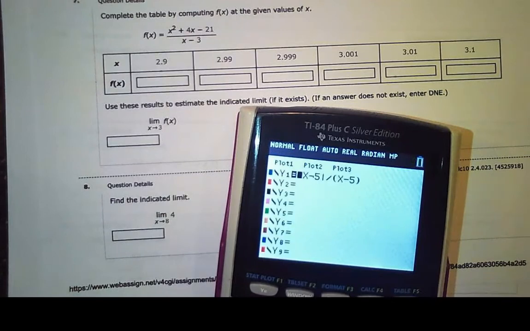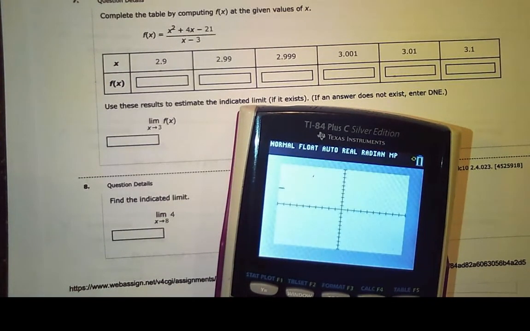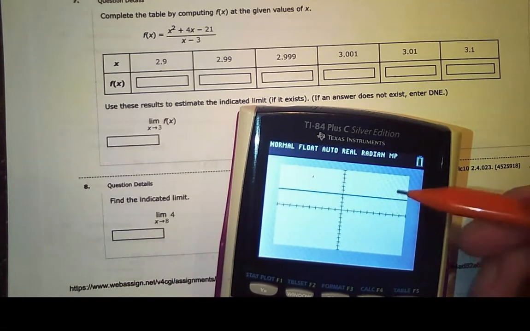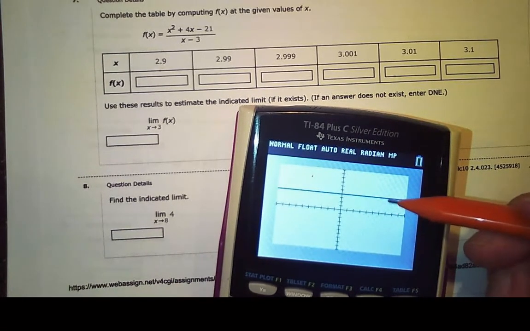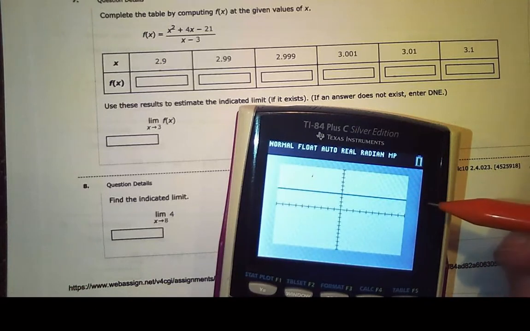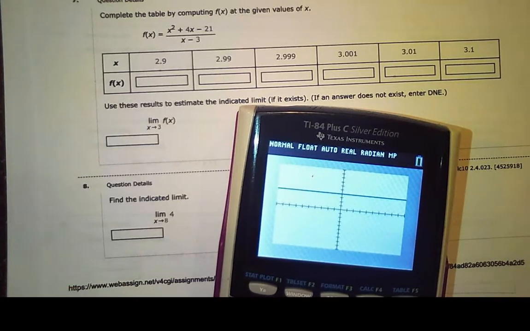So if we go to here and just say, please graph 4, you'll notice when I graph it, if my target is 8, so I've got 8 over here, what y value am I creeping up to from the left? It's 4. And what y value am I creeping up to from the right? It's 4. Does 4 equal 4? Yes. Then your limit exists.